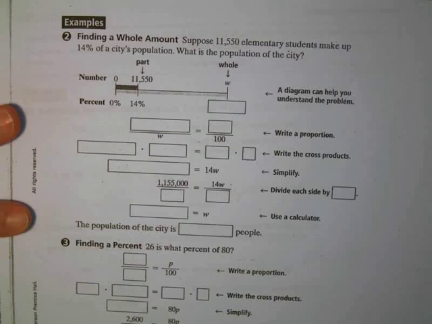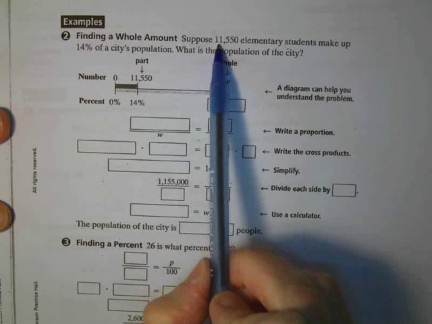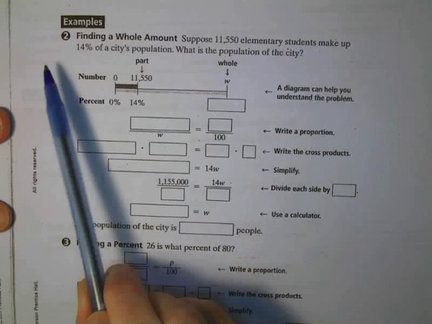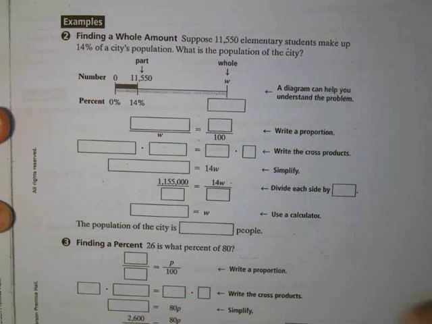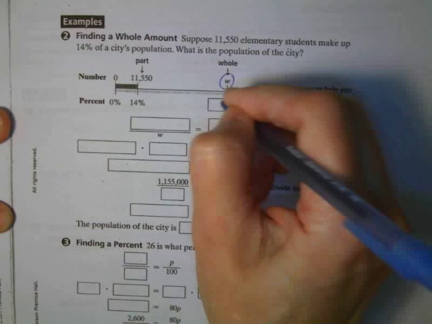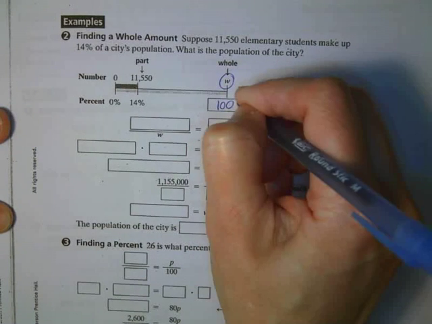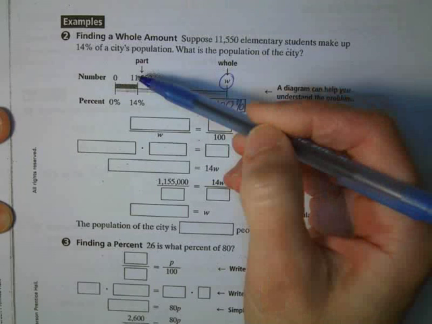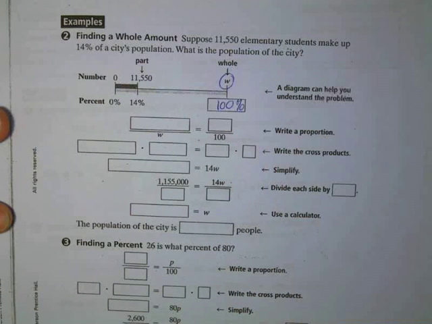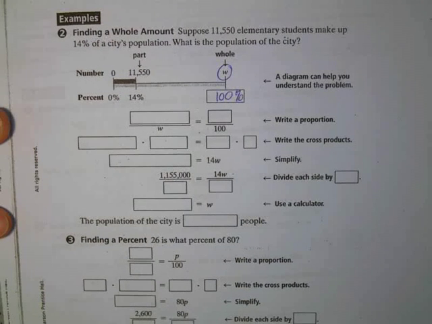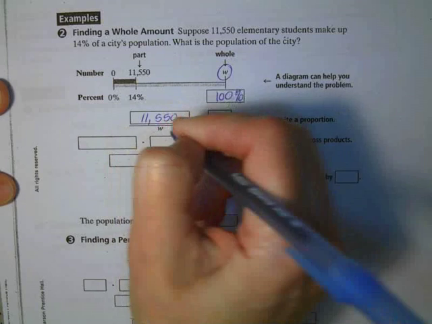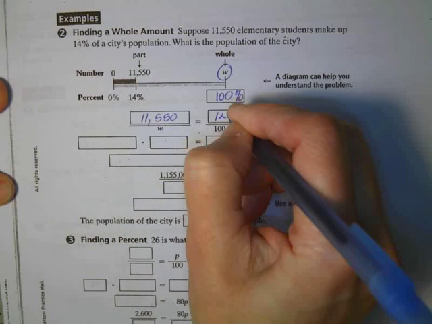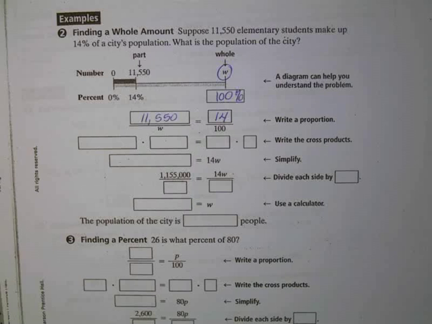Again, they've given us a diagram. If you find them helpful, that's fine. Suppose 11,550 elementary students make up 14% of a city's population. What is the population of the city? I'm actually looking for the whole here because I don't know what the population of the city is. But I know that 11,550 is 14% of that. So my proportion is the part, 11,550, over the whole is equal to 14 over 100, my percent of 14%.